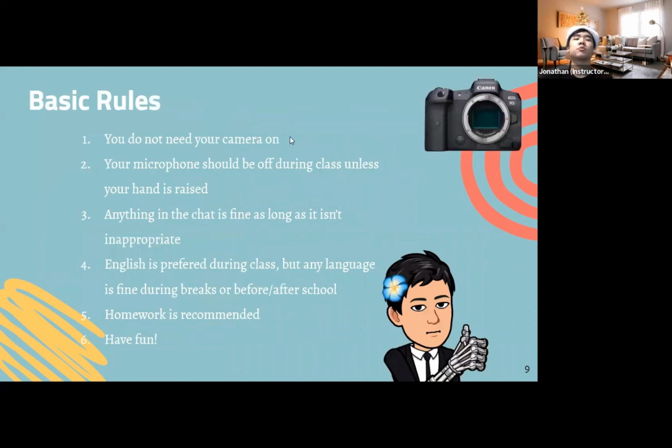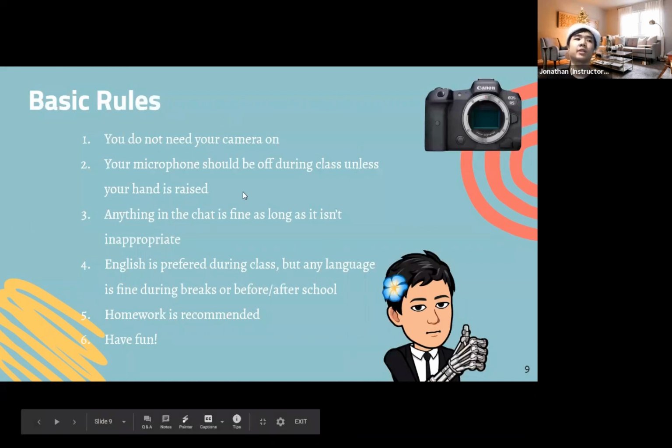All right, on to the rules. I'm really relaxed with the rules. I don't really care what you do, as long as it's not disruptive to class. Your camera does not have to be on, but if you like your camera being on, sure, go ahead. I don't have a problem with that. Your microphone should be off during class when I'm talking. If you have a question, please raise your hand and I'll acknowledge you, or type something in the chat box.